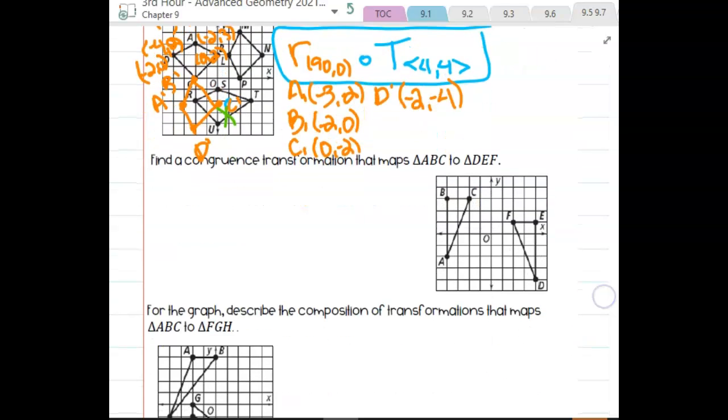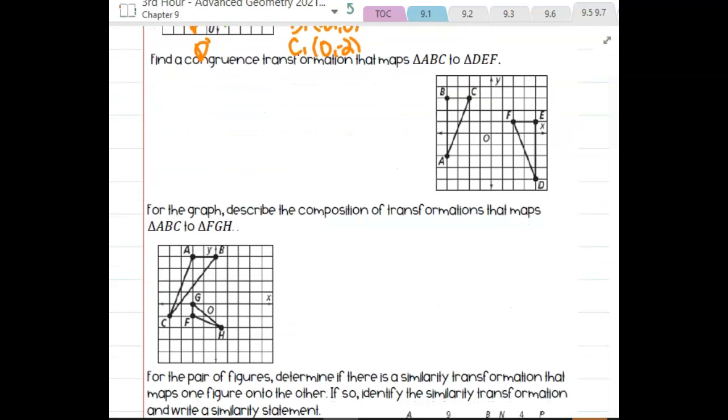Okay, this one's a little bit easier, but kind of along the same lines. So we want to find a congruence transformation that maps A, B, C, D to D, E, F. All right, so first of all, remember that the congruent statement is really important. It means A is going to be mapped to D. Notice they're both at the bottom of the figure, which is a good start. But then I have B to E. One's on the right, one's on the left. And then I have C to F.